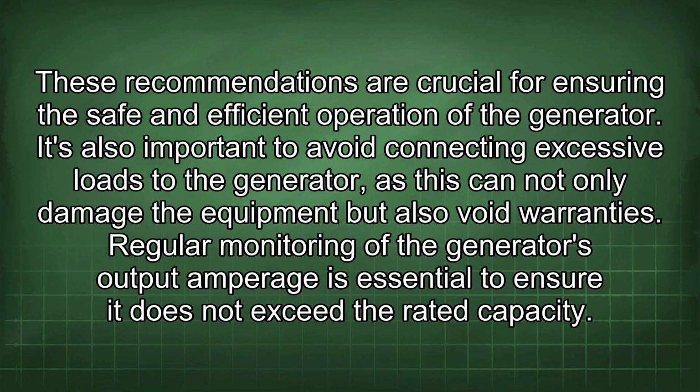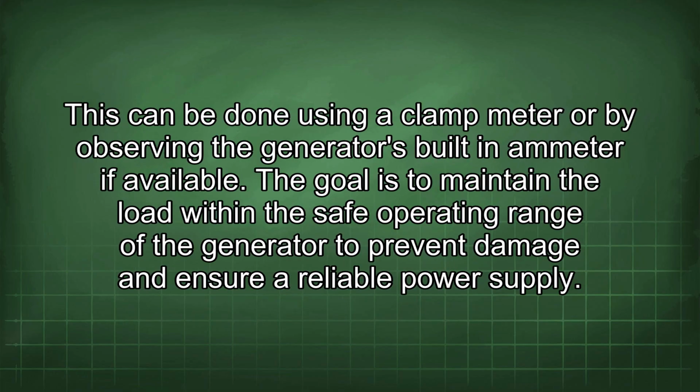It's also important to avoid connecting excessive loads to the generator, as this can not only damage the equipment, but also void warranties. Regular monitoring of the generator's output amperage is essential to ensure it does not exceed the rated capacity. This can be done using a clamp meter or by observing the generator's built-in ammeter if available. The goal is to maintain the load within the safe operating range of the generator to prevent damage and ensure a reliable power supply.